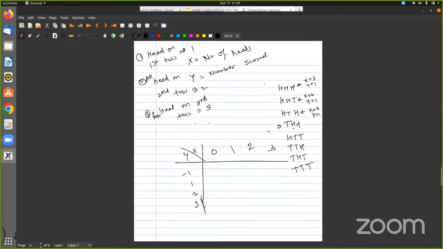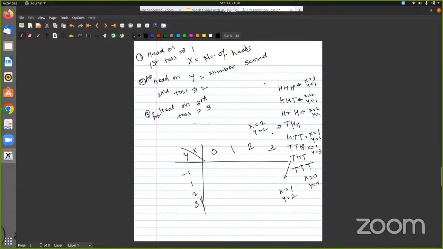Okay, in this case x equals to 2 and y is equal to 2. Y equals to 2. Okay, in this case x equals to 1, y equals to 1. This case x equals to 1, y equals to 3. This case x equals to 1, y equals to 2. This case x equals to 0, y equals to minus 1.